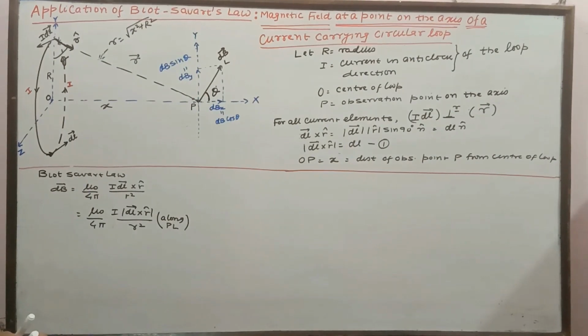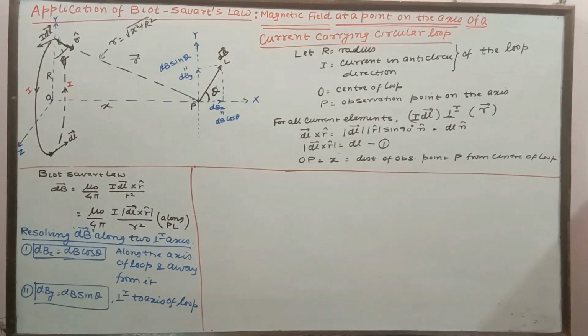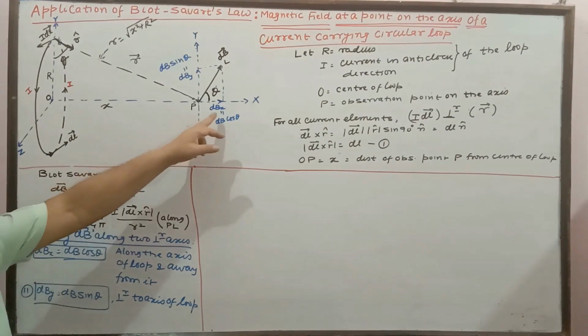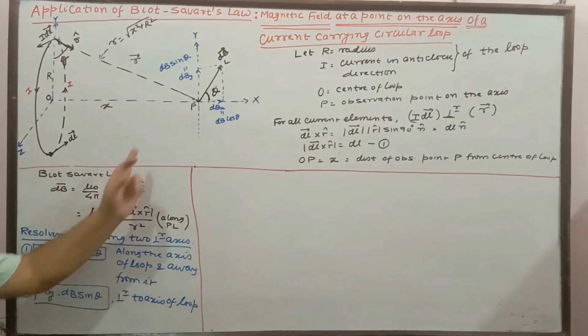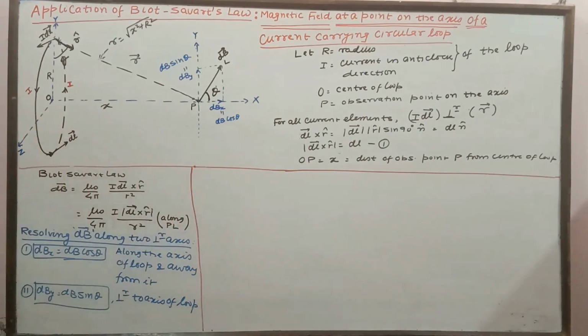In the same way, we can write here, the same thing written here, resolving dB along two perpendicular axes. One, dbx equal to db cos theta, along the axis of the loop. Second one is dby, that is equal to db sin theta, that is perpendicular to the axis of the loop.